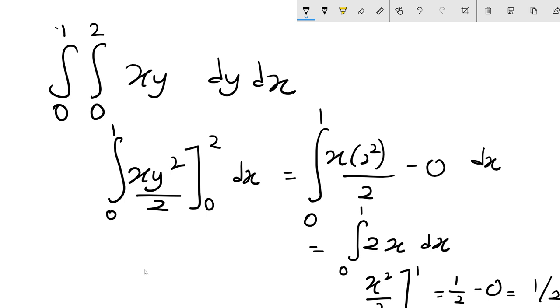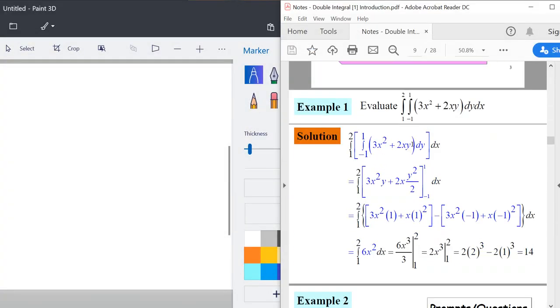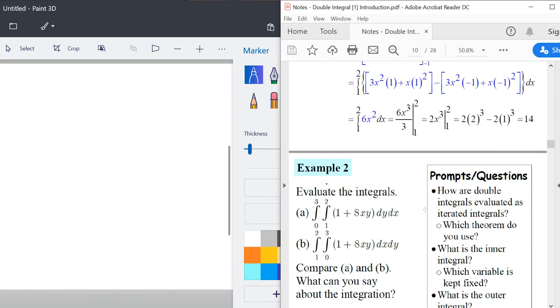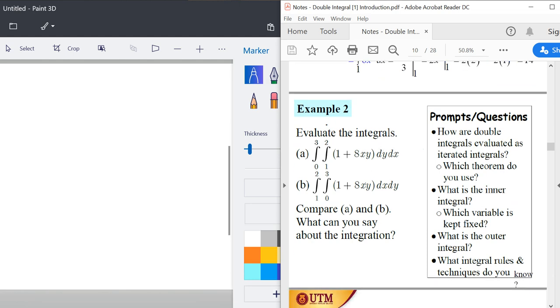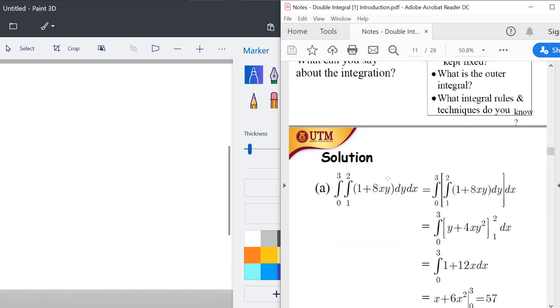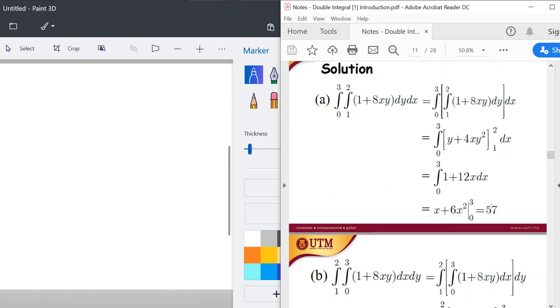The same goes if we change to xy with dx dy. If you change to this order, the limit here will be 0 up to 1, and here 0 up to 2. You can take a look at this example. In this case, we integrate with respect to y first, followed by x. In the second example, you can see that by Fubini's theorem, if you interchange the order, you will get the same answer. You can try to answer this question on your own and then compare the answer.